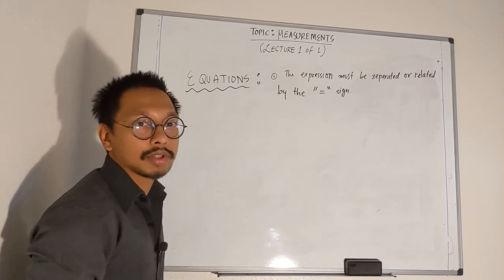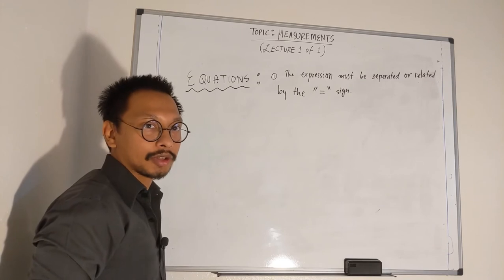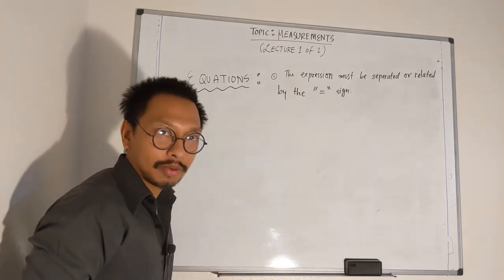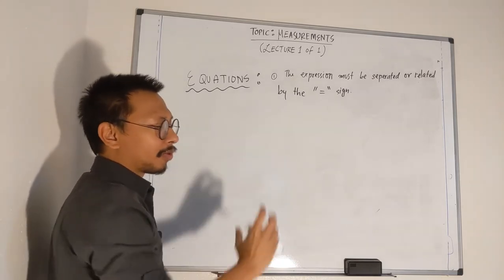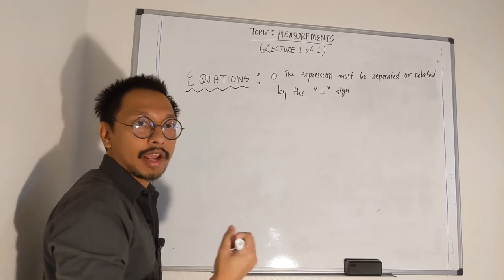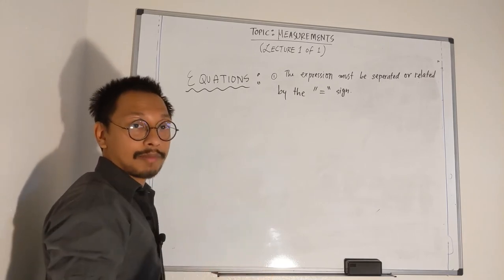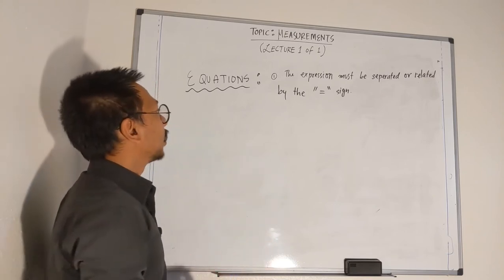So what does this equal sign do? It relates the two sides of the mathematical expression, and equal means that the two sides must be consistent with one another. So if you're doing a mathematical operation on one side of the equation, say you're adding a number, you would have to add the same number to the other side of the equation, otherwise the equation won't work.